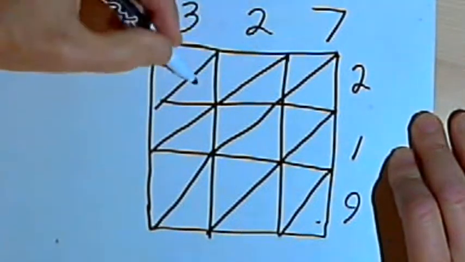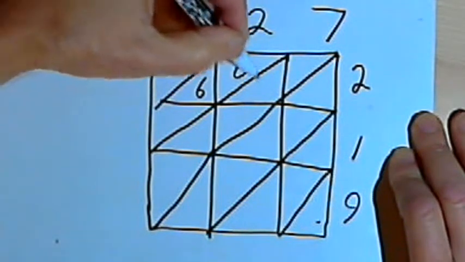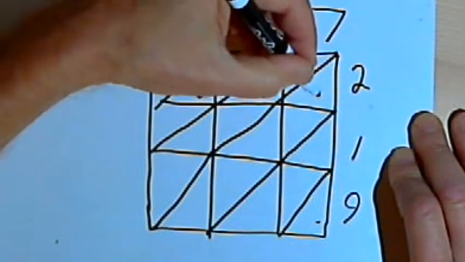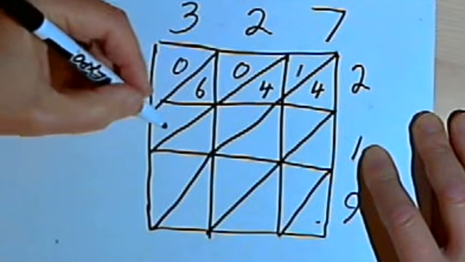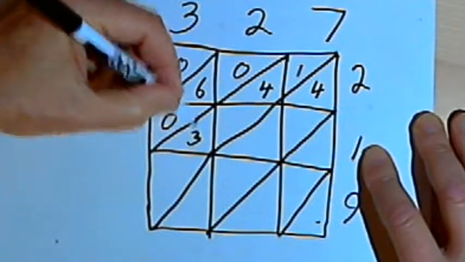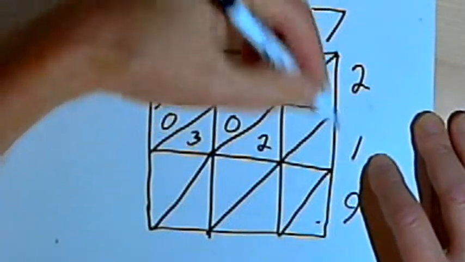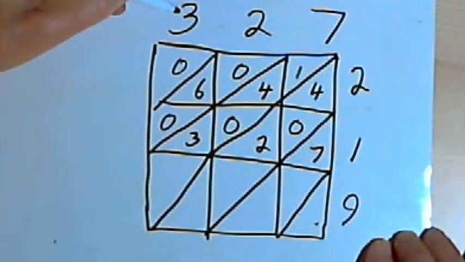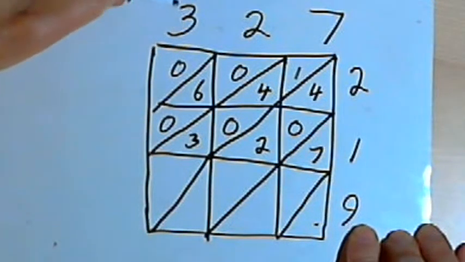So 3 times 2 is 6. I'll put in a 0 and a 6. 2 times 2 is 4. I'll put in a 0 and a 4. 7 times 2 is 14. So that's a 1 and a 4. Then I've got 3 times 1 is 3. So that's 0, 3. 2 times 1 is 2. So that's 0, 2. 7 times 1 is 7. 0, 7. Now multiplying the 3 times the 9, I got a 27.